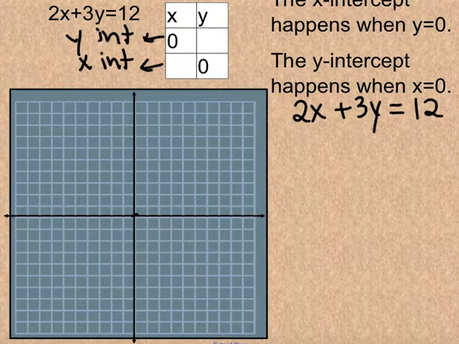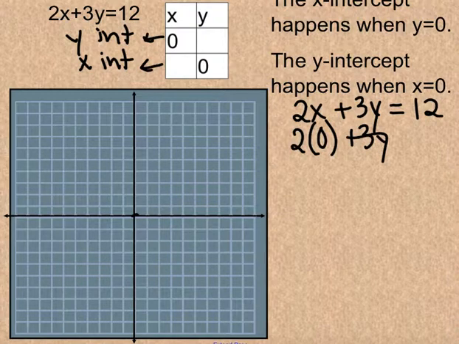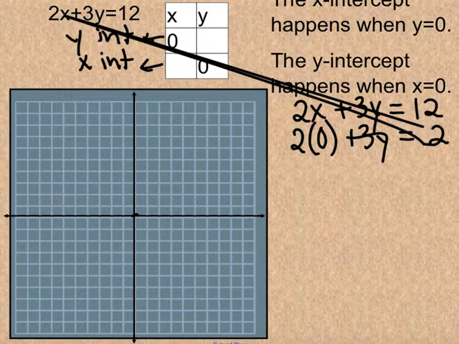Well, first we need to see if x is 0. All right, so we plug in x as 0, keep everything else the same, and we will figure out what y is. So that's what we need to do. Well, if x is 0, that means 2 times 0, that's nothing. That actually gets rid of that term, and all we're left with is 3y equals 12.